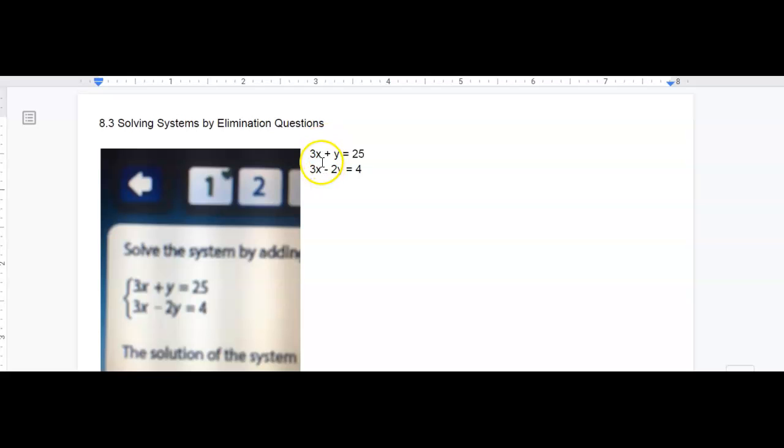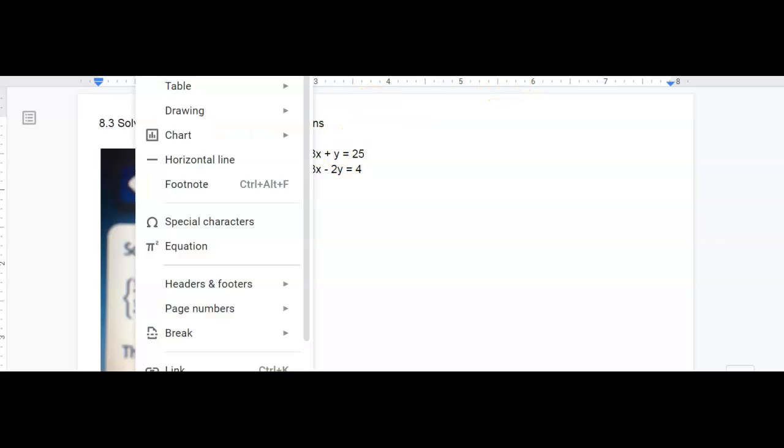When I look at this, what stands out to me is that the 3x's are the same. When they are the same, if I add them, they're not going to cancel. So what I need to do is actually subtract them. Some people have a hard time seeing the 3-digit number when you're adding or subtracting, so I am going to insert a table.